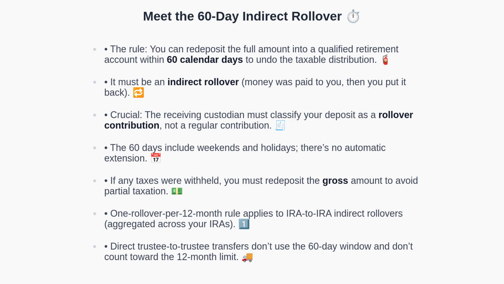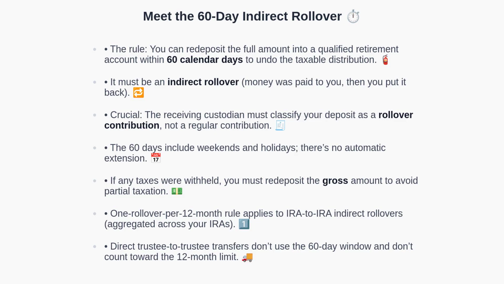The IRS 60-day indirect rollover allows you to redeposit the full amount of a mistaken IRA withdrawal into a qualified account within 60 calendar days and treat it as a non-taxable rollover. Because the funds were paid to you, this is indirect. The most critical point is that the receiving custodian must code the incoming funds as a rollover contribution rather than a regular contribution. The 60 days include weekends and holidays.